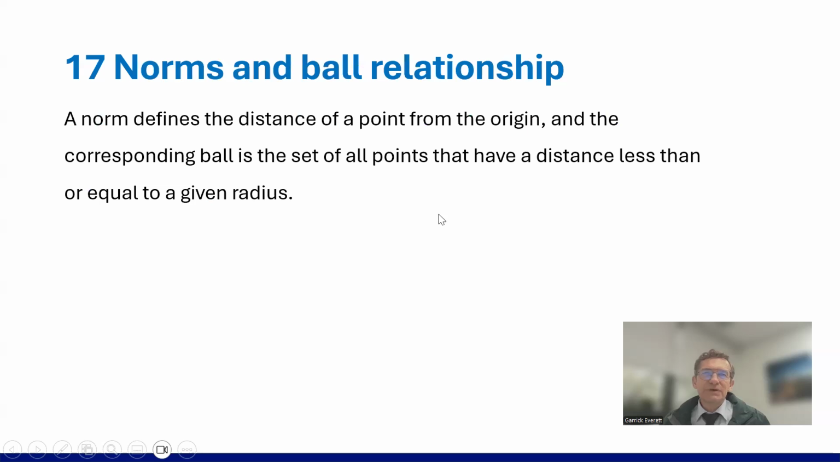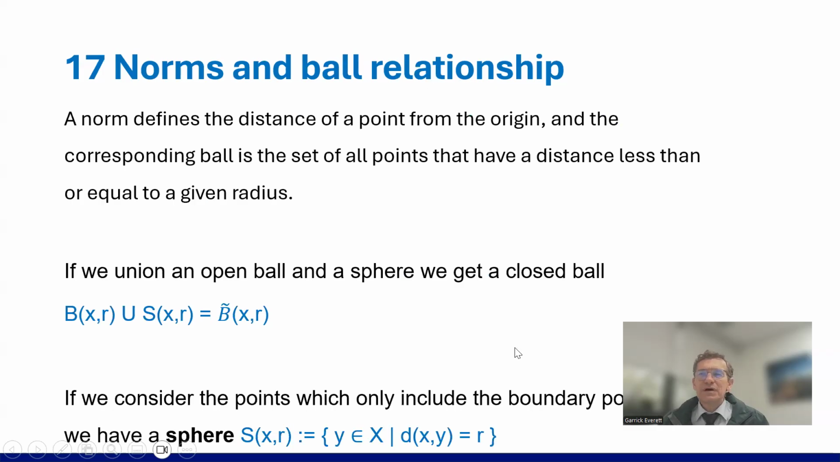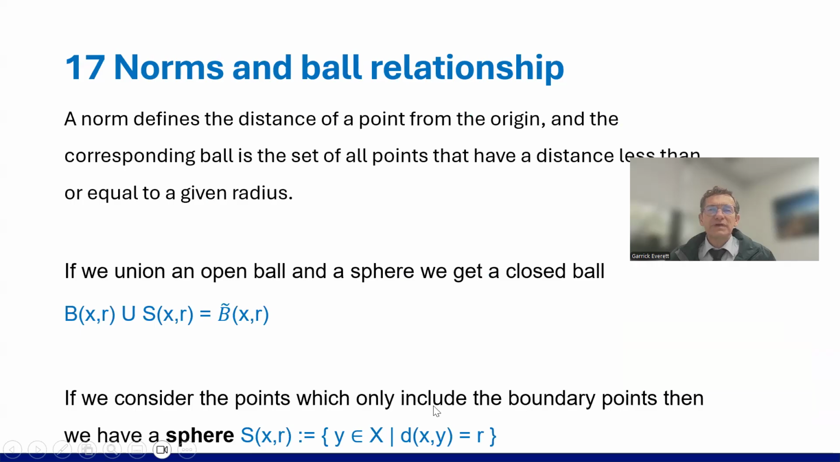Norms and ball relationship. A norm defines a distance of a point from the origin, and the corresponding ball is a set of all points that have a distance less than or equal to a given radius. If we have a union of an open ball and a sphere, we get a closed ball. That's that one. And if we consider the points which only include the boundary, then we have a sphere. But really concentrate on this definition.